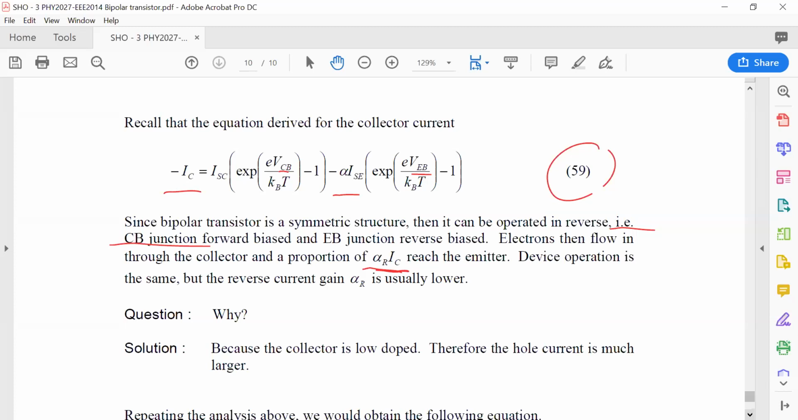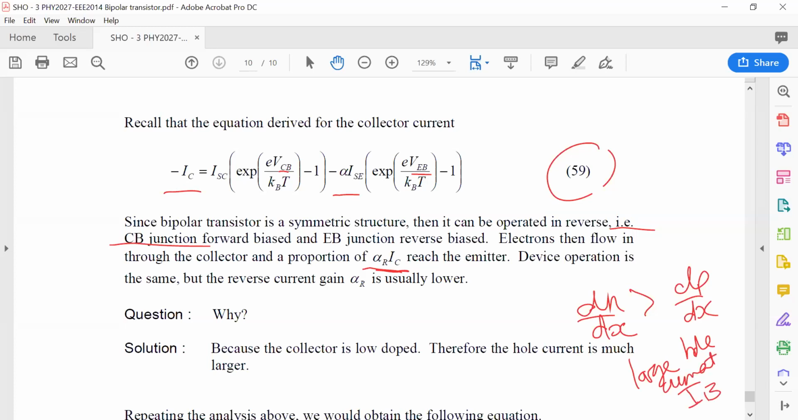So in other words, you're going to look at the concentration gradient whereby dN over dx normally is larger than dP over dx when you have the emitter base junction forward biased. However, if you have the collector base junction forward biased, this would no longer be true. And that means that you'd end up getting a very large hole current. Okay, so you're going to end up with a large hole current in the base.